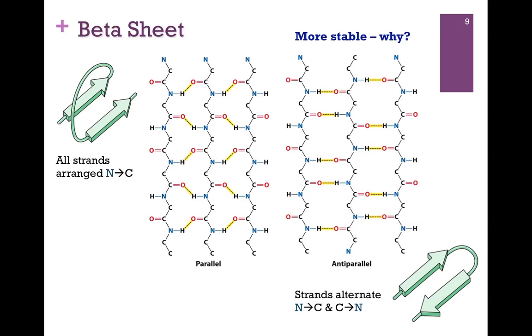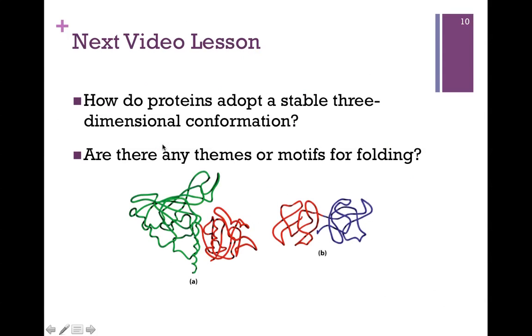Can you see why the anti-parallel arrangement is more stable? In this case, notice we have a linear arrangement in those hydrogen bonds, whereas for the parallel strands, they're somewhat angled, so not as strong, not as stable. In our next lesson, we want to see, now that we've formed primary and secondary structure, how do they adopt a stable three-dimensional conformation? We saw certain motifs or themes in secondary structure. Are there any such things for tertiary structure?